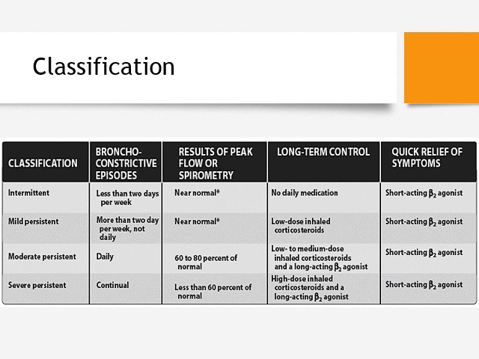Finally, for severe persistent asthma, the patient will be having continual asthmatic attacks on a daily basis and the forced expiratory volume or spirometry will be less than 60% of normal. In severe persistent asthma, high doses of inhaled corticosteroids and a long-acting beta-2 agonist are administered. Similarly, as with the other situations, for the quick relief of symptoms, a short-acting beta-2 agonist can be administered.